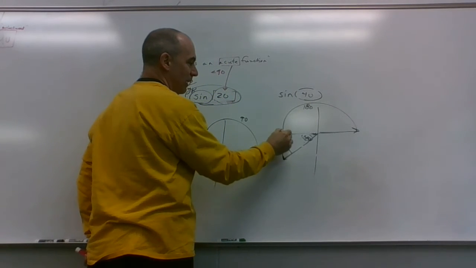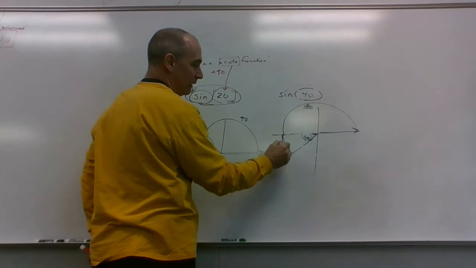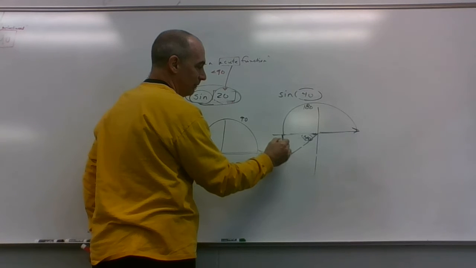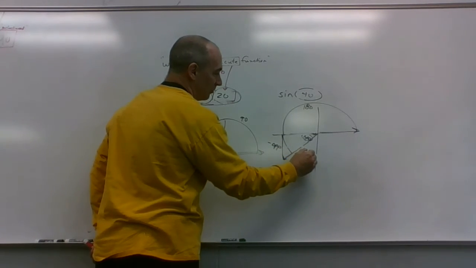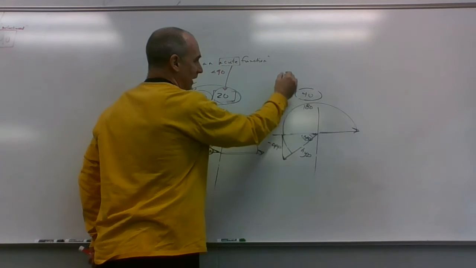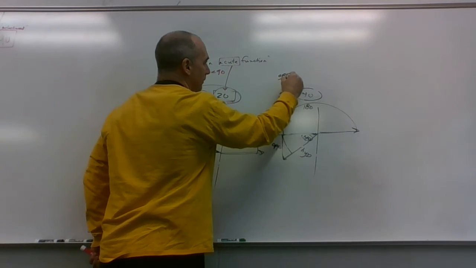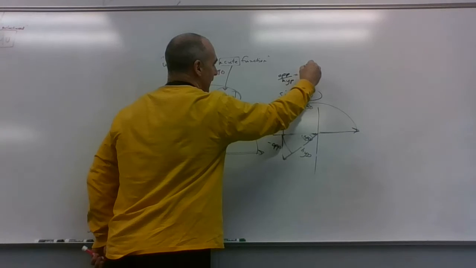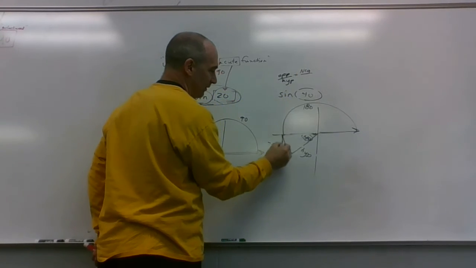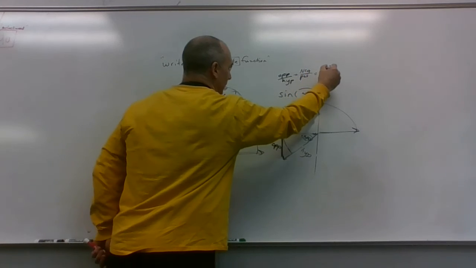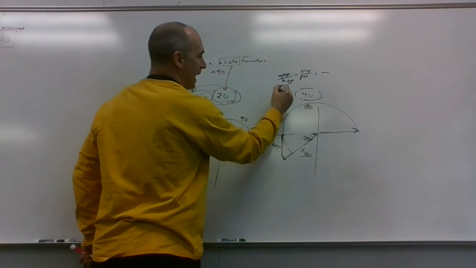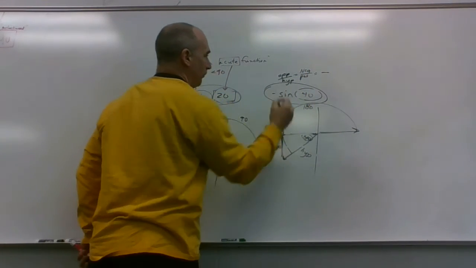But if I complete my triangle, I have to notice something. Isn't this my opposite side? And isn't it going to be a negative? And my hypotenuse is positive. So what is sine? It's opposite over hypotenuse, which would give me a negative number, because that's just what this has to be, over a positive number, which is going to be negative. So I would have to throw a negative out in the front.